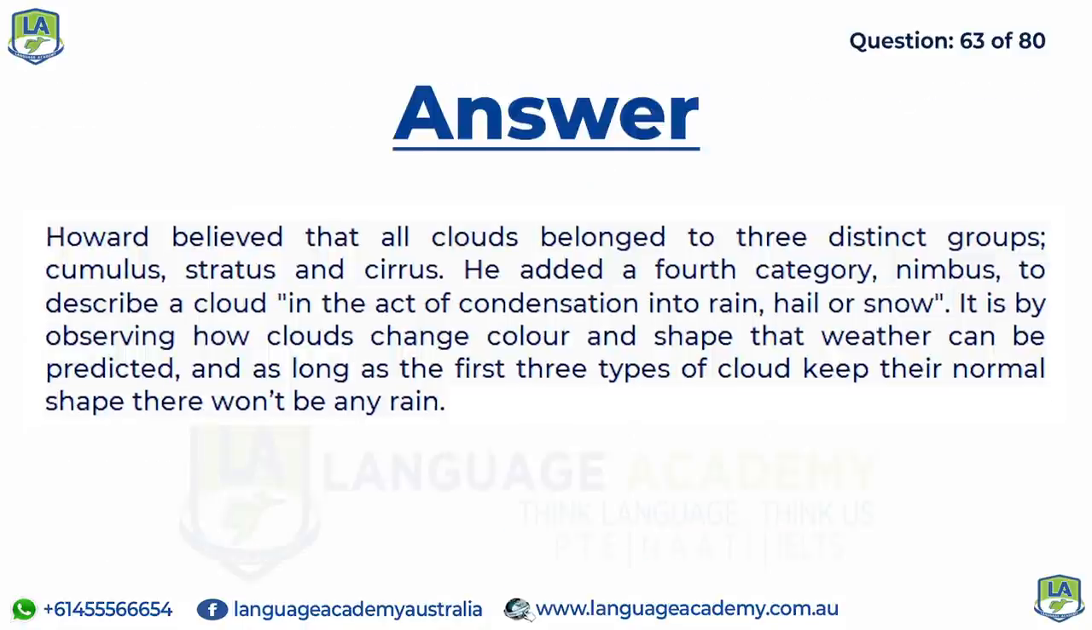Howard believed that all clouds belong to three distinct groups: cumulus, stratus and cirrus. He added a fourth category, nimbus, to describe a cloud in the act of condensation into rain, hail or snow. It is by observing how clouds change color and shape that weather can be predicted. And as long as the first three types of cloud keep their normal shape, there won't be any rain.